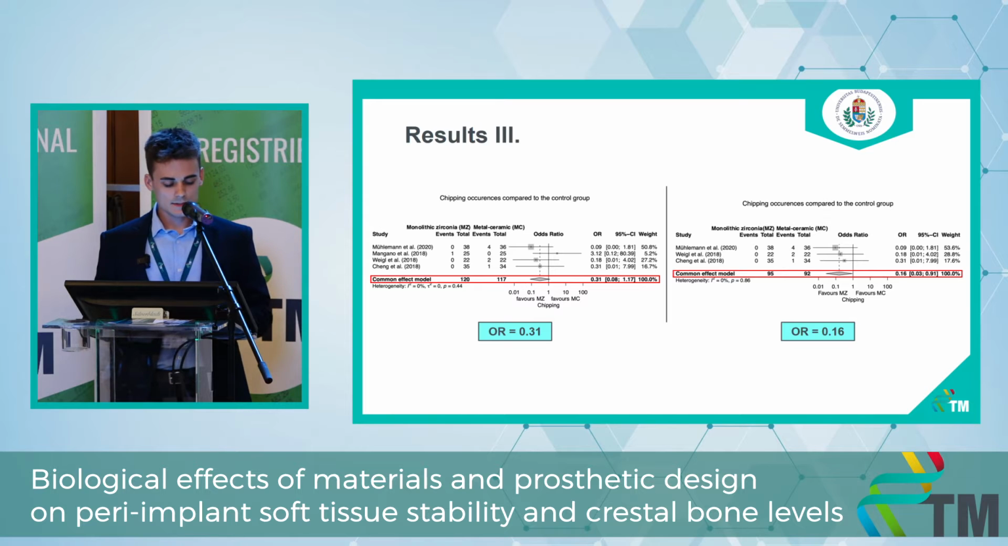In the first analysis, we included all eligible data, and here we cannot see a significant difference, but we can see a tendency favoring monolithic zirconia. In the second analysis, we excluded a patient with bruxism, and here we can see a significant difference between the two groups favoring monolithic zirconia.